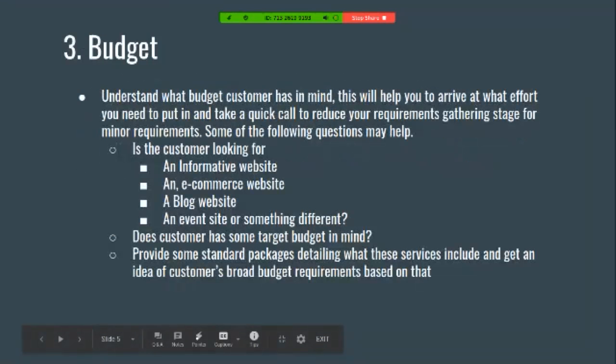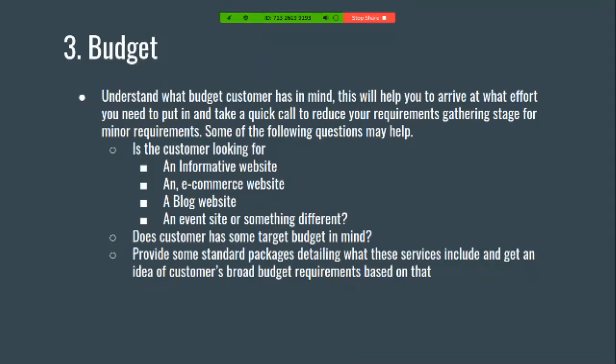Budget: it is very important to know the client's budget. Sometimes if you ask the client, they would ask a reverse question to you as to how much effort and money it will take to build a website. Now that's a very difficult question to answer initially, but I would recommend that you first try to understand the budget the customer has in mind.